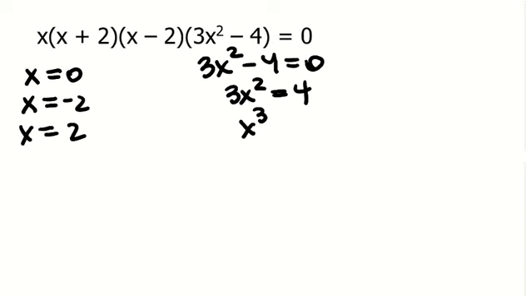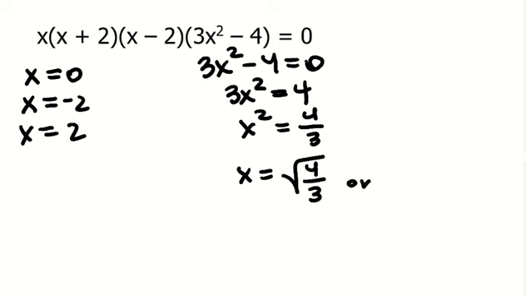I'm going to divide by 3. Whoops, that's x to the fifth equals 2. And then I'm going to take the square root of both sides. Okay, so the square root of 4/3, or maybe the negative square root of 4/3. And so I've got 1, 2, 3, 4, 5 solutions. And this is a 5th degree equation, so it's looking good.